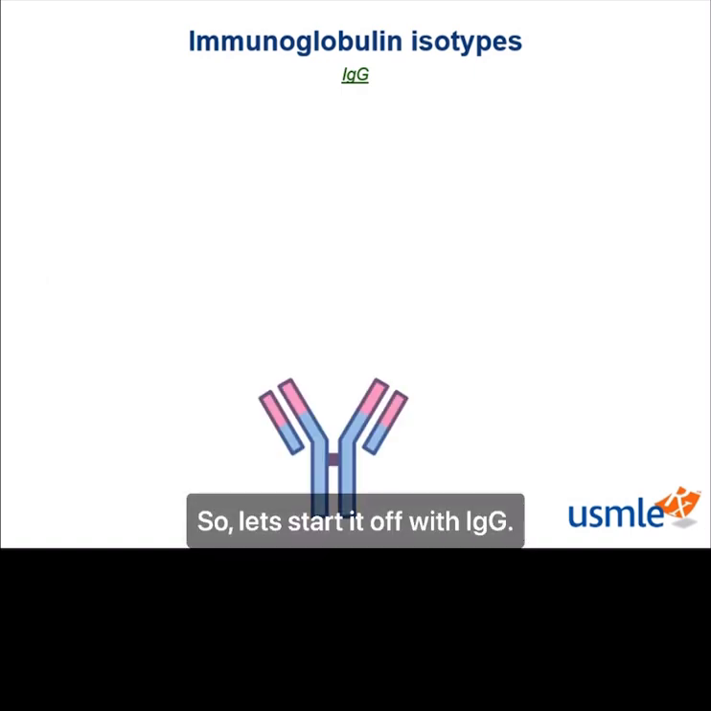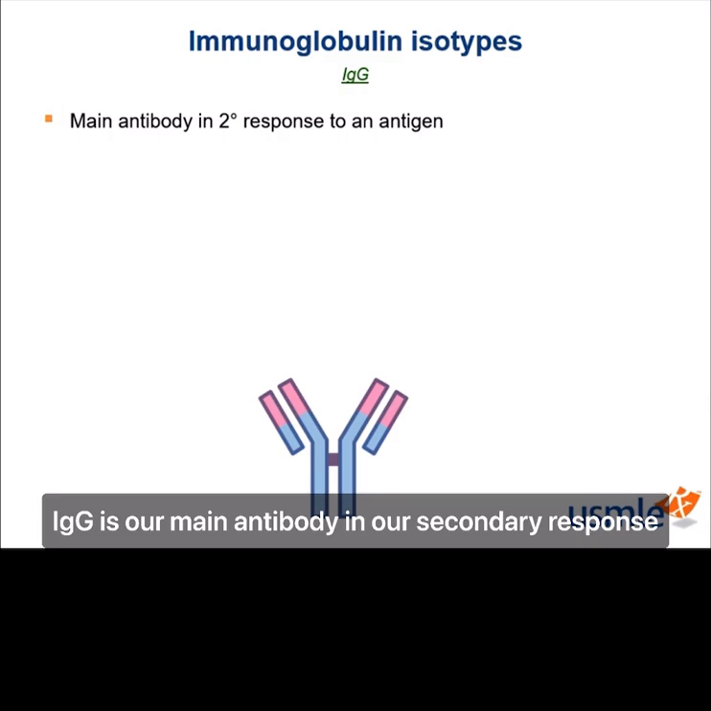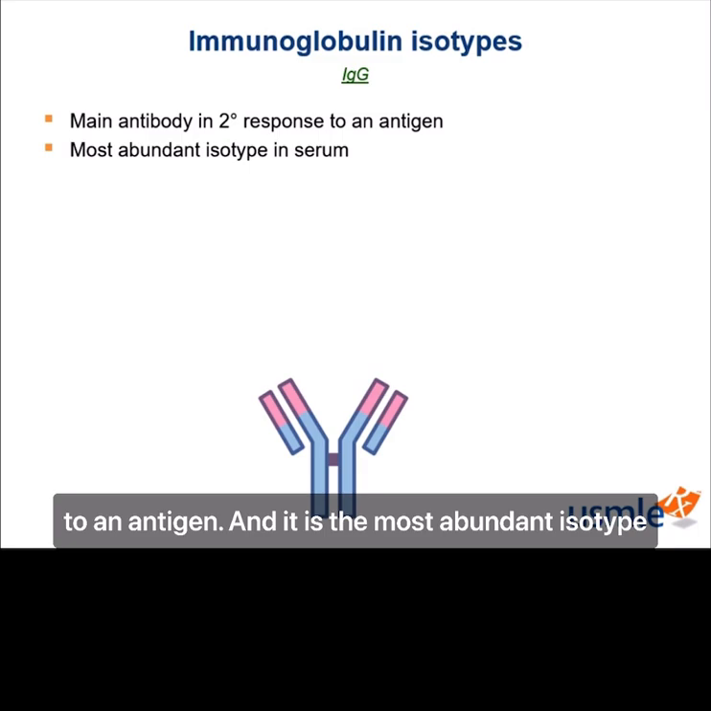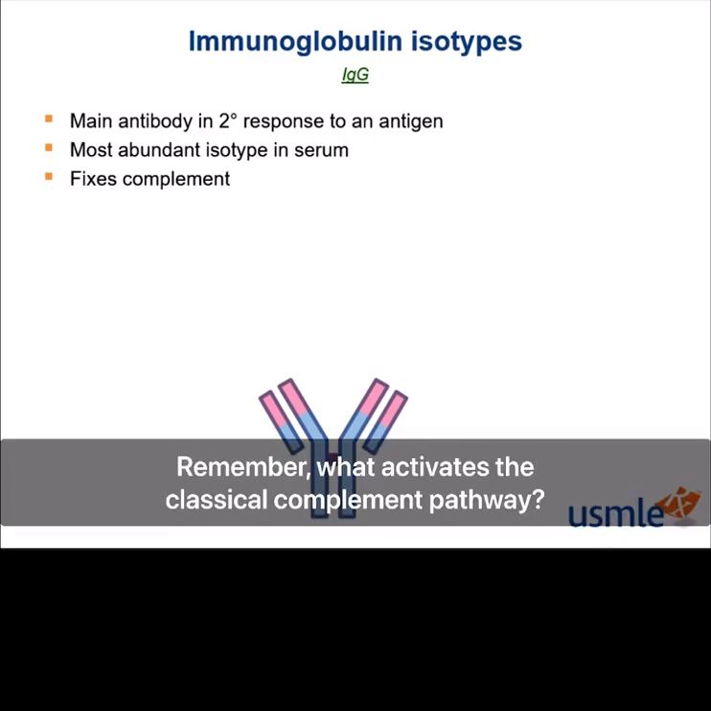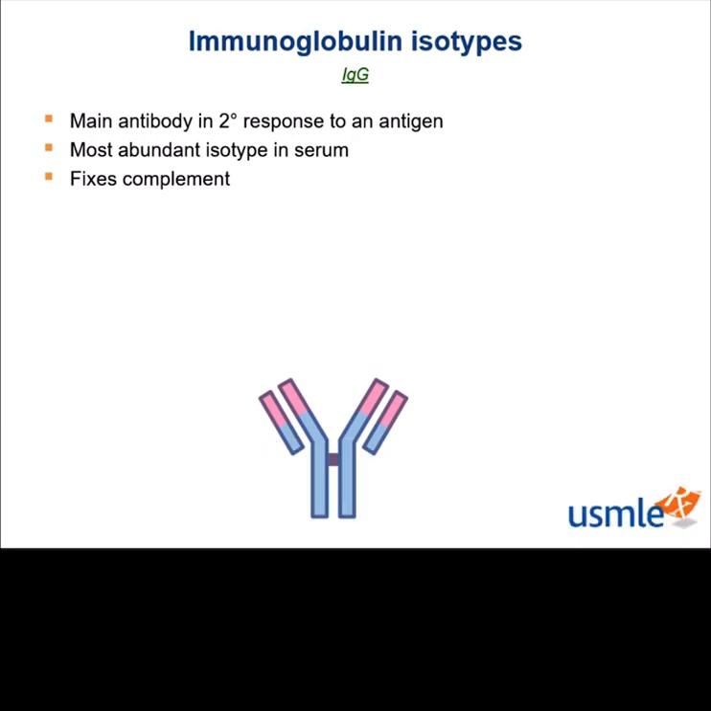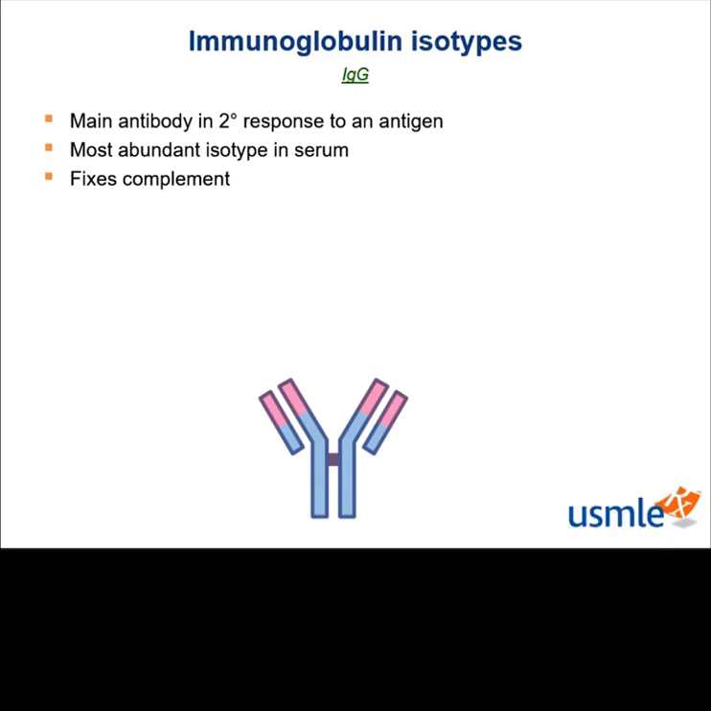So let's start it off with IgG. IgG is our main antibody in our secondary response to an antigen, and it is the most abundant isotype in our serum. It also takes part in fixing complement. Remember, what activates the classical complement pathway? Antigen and antibody complexes with IgG or IgM.